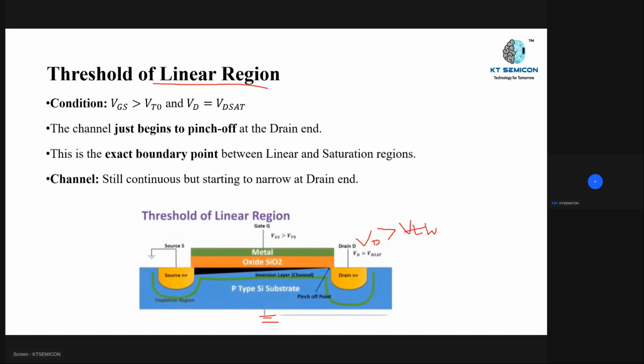Okay, so what is happening here? Whenever we are applying a large amount of VD, which means we are increasing the VD voltage, then what is happening? My channel is trying to pinch off. Okay, so as compared to the source side, on my drain side the channel is pinched off. Why? Because we are increasing the drain voltage.